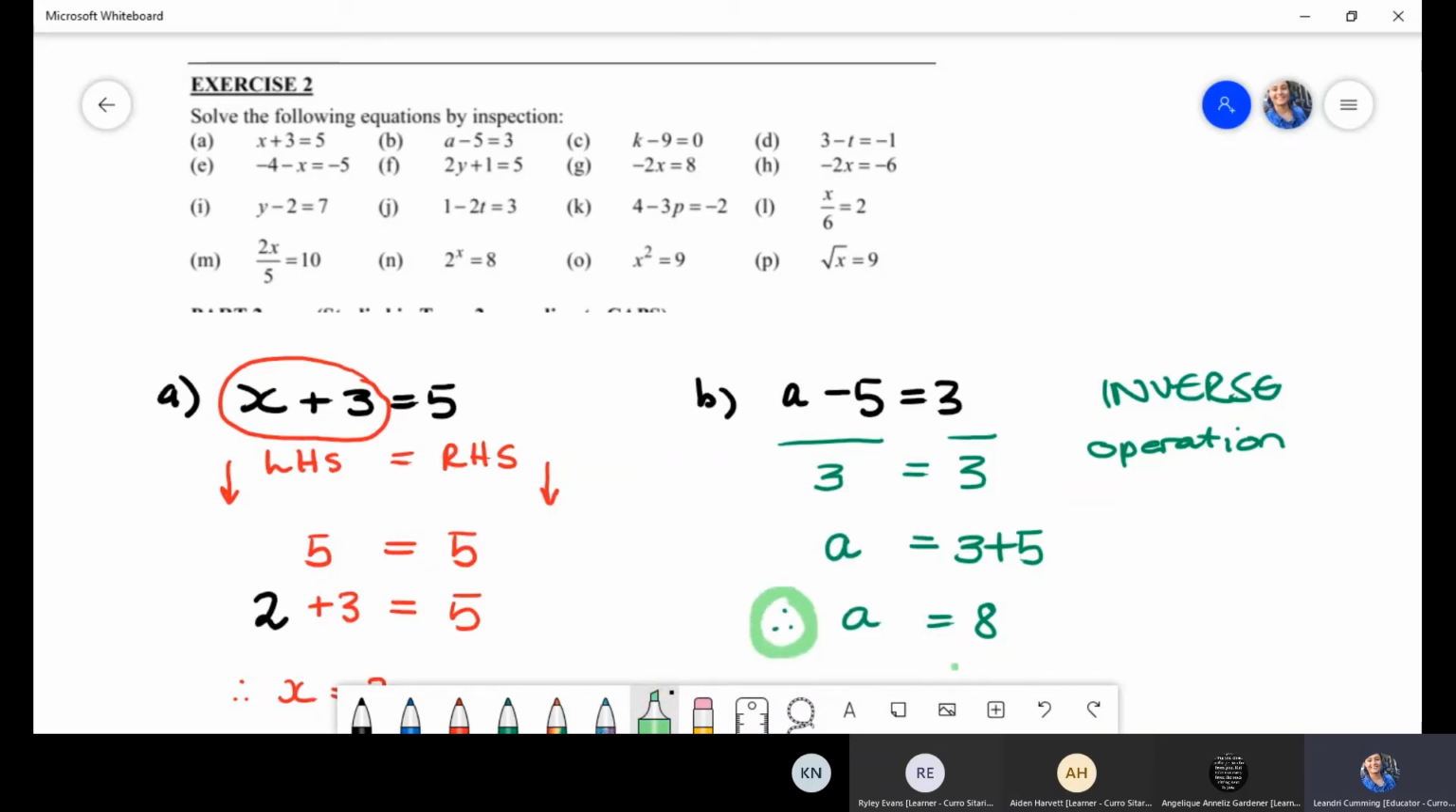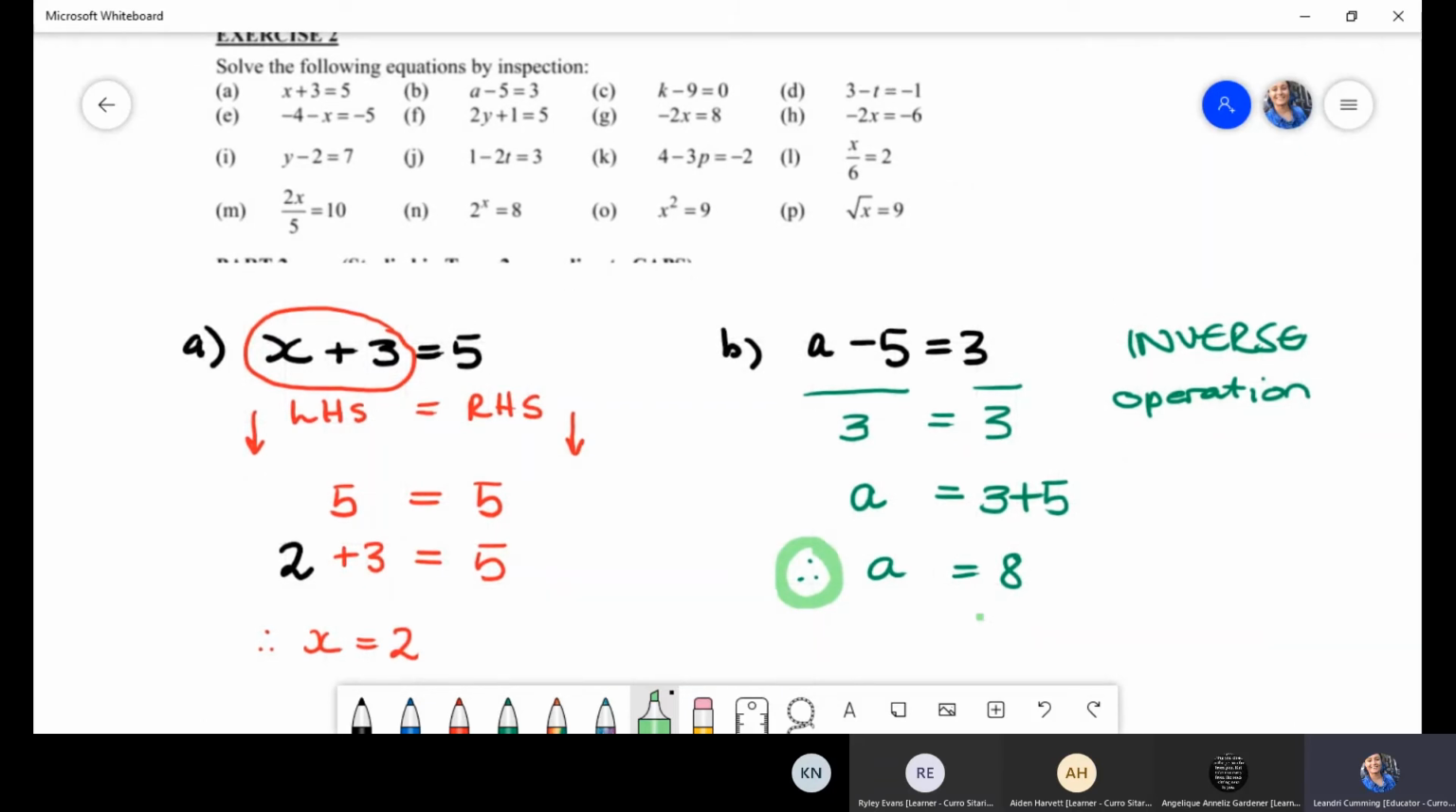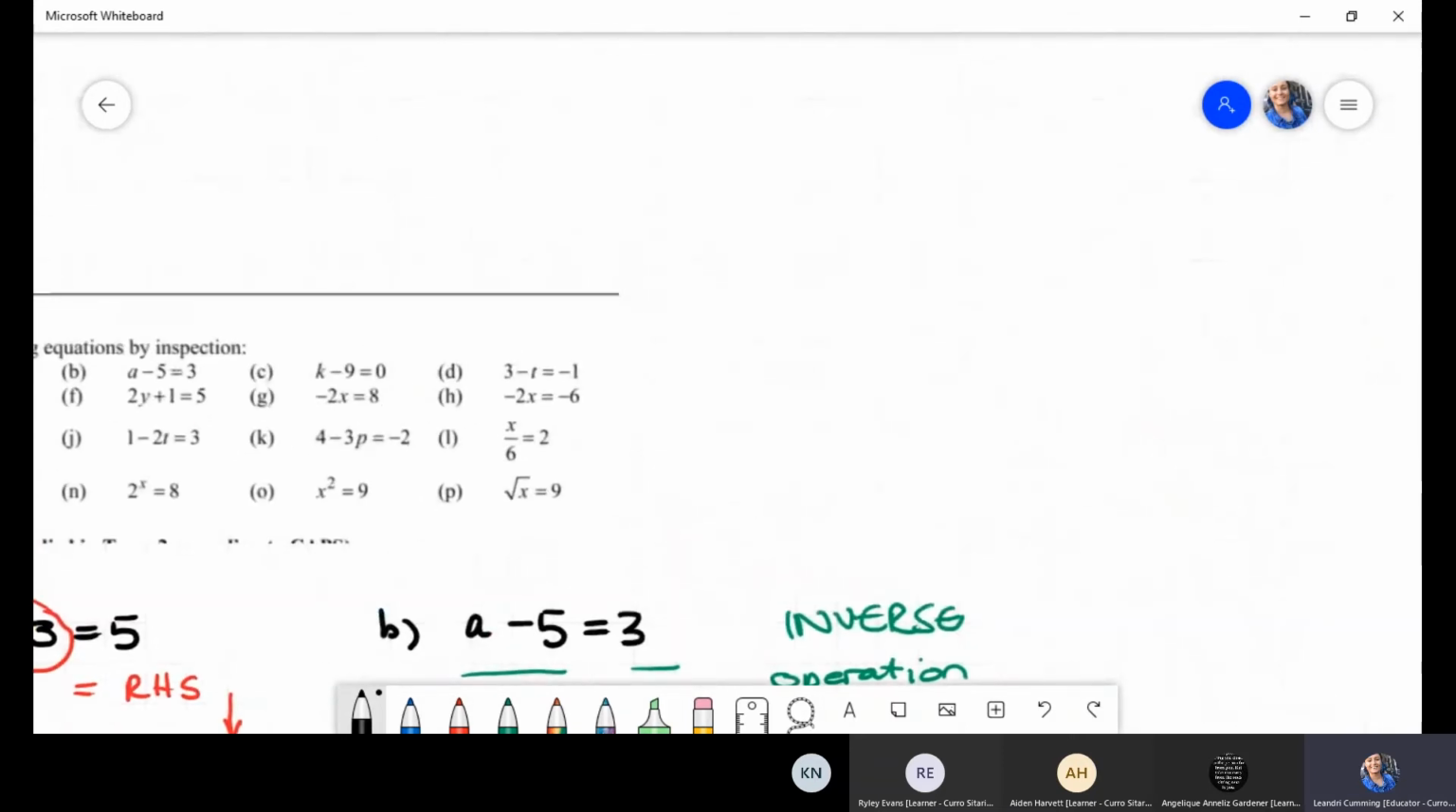Right, so we're just looking at what we have, what do we take away to get our right-hand side. And our next sum there is C. According to C, k minus 9 is equal to 0. So I ask myself, what take away 9 will give me 0? And I need to have this side also equal to 0. So what do I get? Therefore, k is equal to 9.